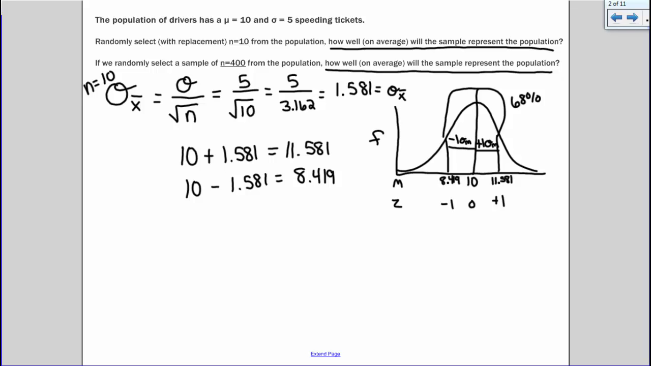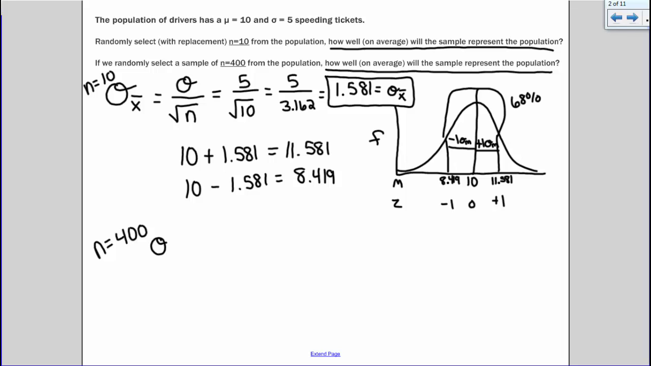All I asked for was how well on average will the sample represent the population. I'm simply asking for this. But it doesn't hurt to go further into detail. Now what if we were looking at a scenario where now the sample size is 400 and we want to know on average, how much sampling error can we expect with a sample size of 400? Or in other words, what's the standard error for a sample size of 400?